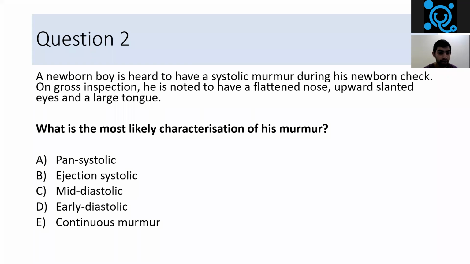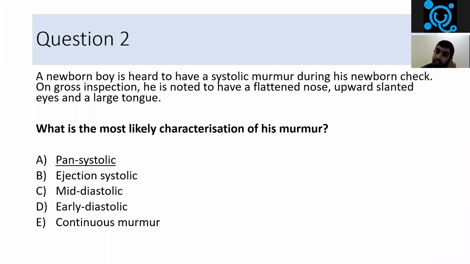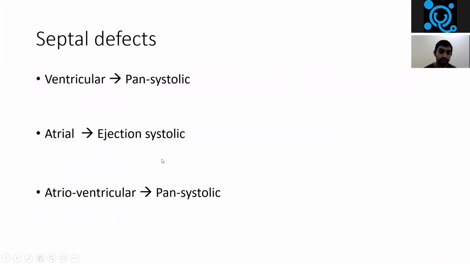Okay, so most people have gone for pansystolic, which is the correct answer here. And the reason this is pansystolic is the clinical description of his gross appearance is in keeping with trisomy 21 or Down syndrome. And the most common defects people with Down syndrome have are septal defects. So you'd expect around at least 50% of people with Down syndrome to have some sort of cardiac involvement.